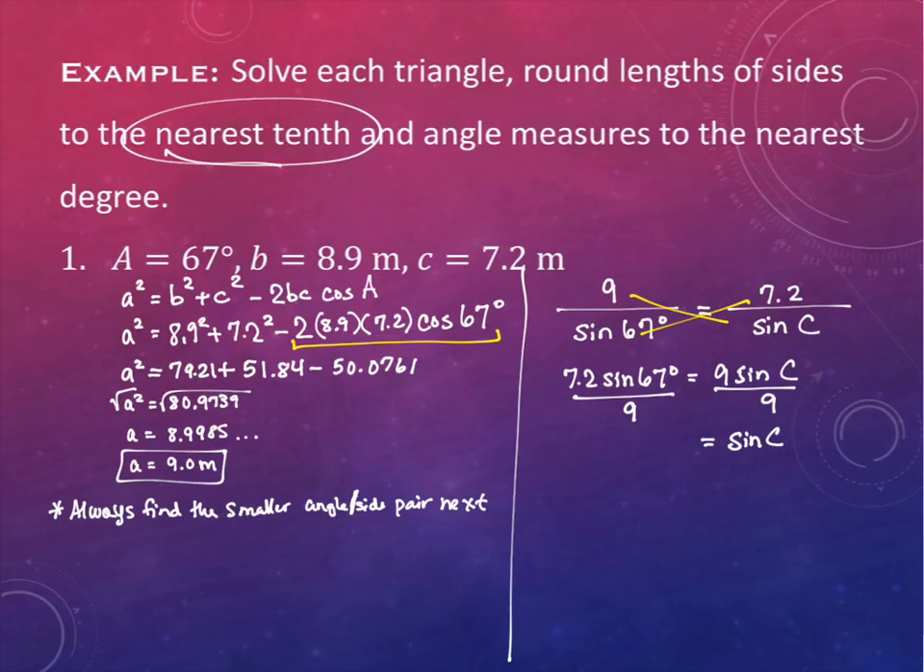And now I'm going to get my decimal. So I have 7.2 sine of 67 divided by 9. And I'm going to write a decimal out with 6 decimal places, 0.736400. And I'm going to do the inverse sine. So the inverse sine then will give me the angle C.